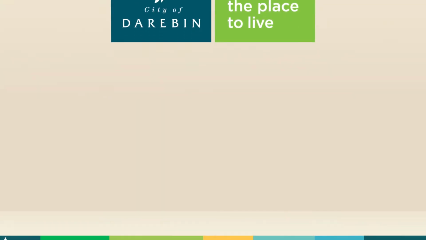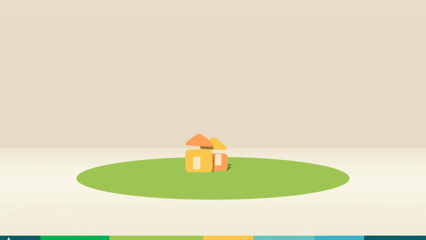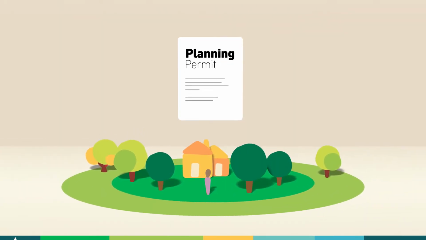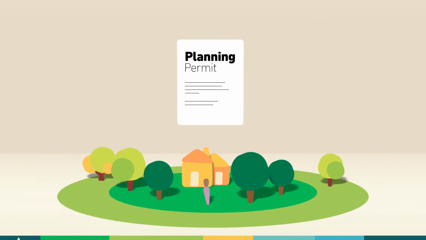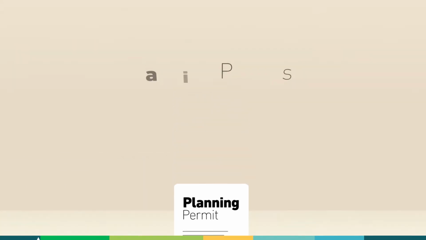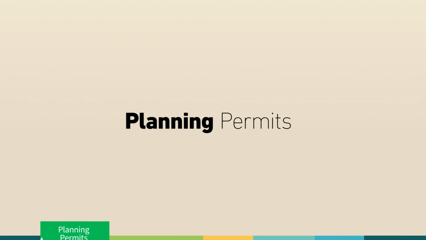In the City of Darebin, using land, building or making changes to a property may require you to have a planning permit. Application for a permit allows council and community members the opportunity to comment on changes that may affect them. As a member of the community, you may also be given the opportunity to comment on someone's planning permit application.